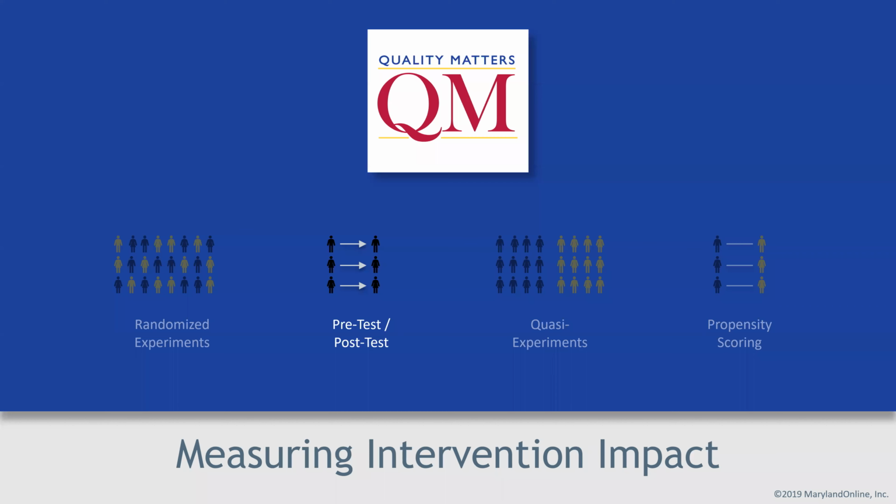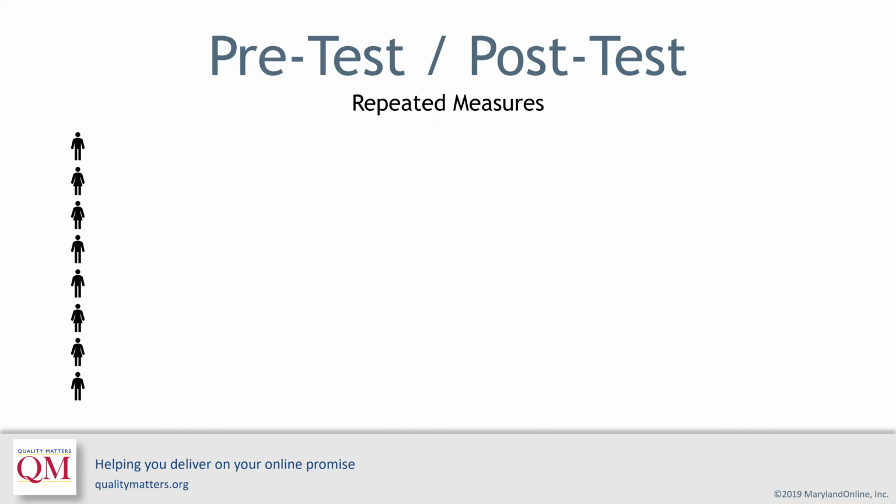Before I move on to quasi-experimental designs, I want to look at pre-test, post-test methods, because those are also often used in educational research. So this method is also referred to as repeated measures. In the most basic design, you have one group of students and you measure them twice using the same scale. Then you would analyze the change in scores.